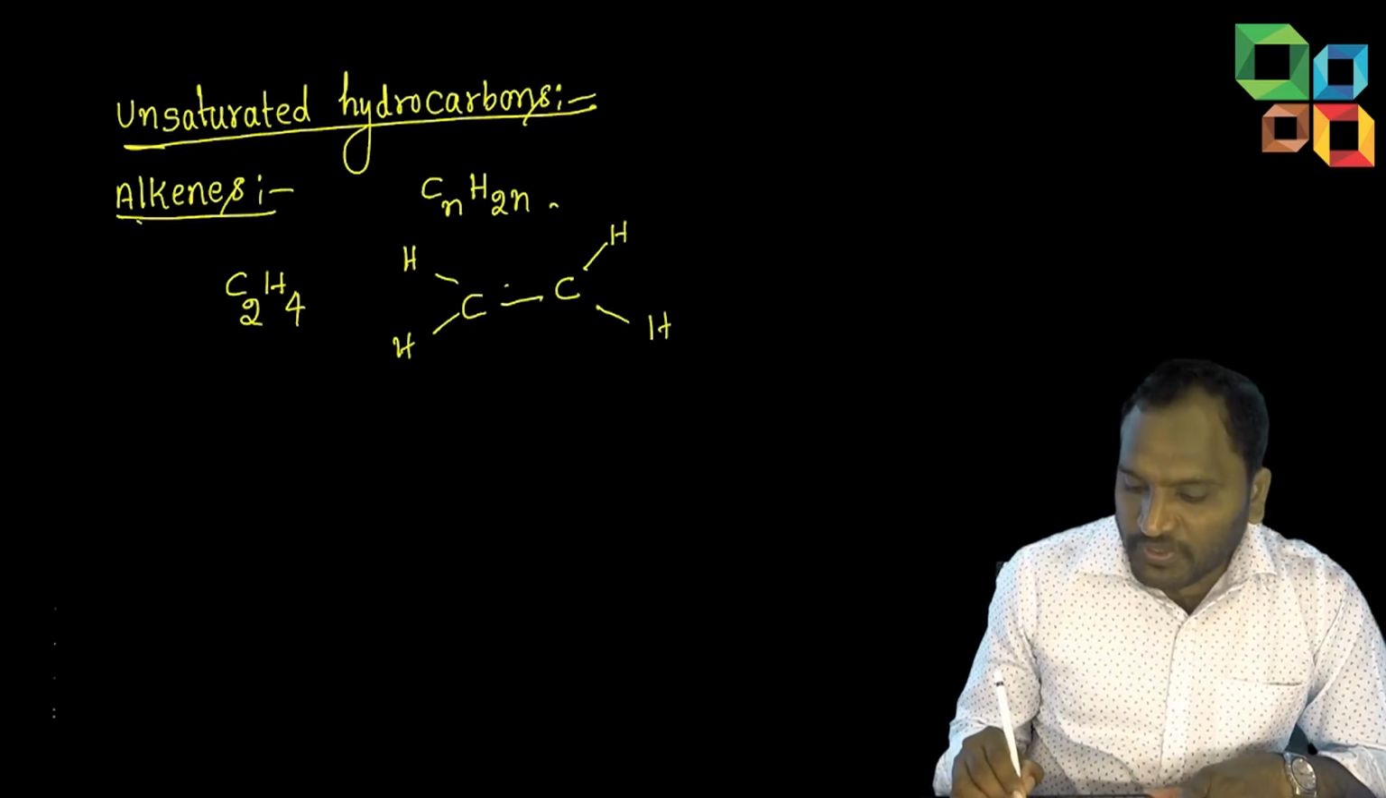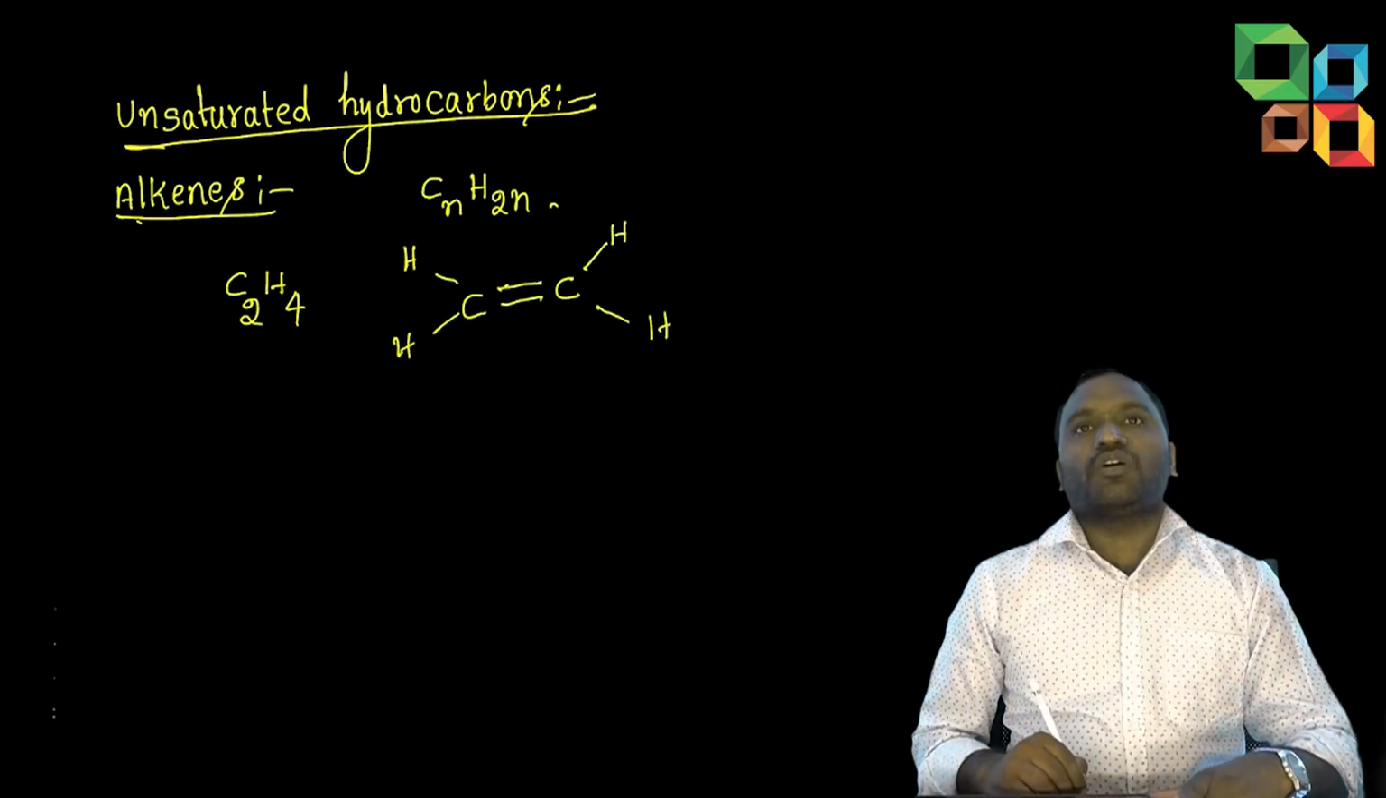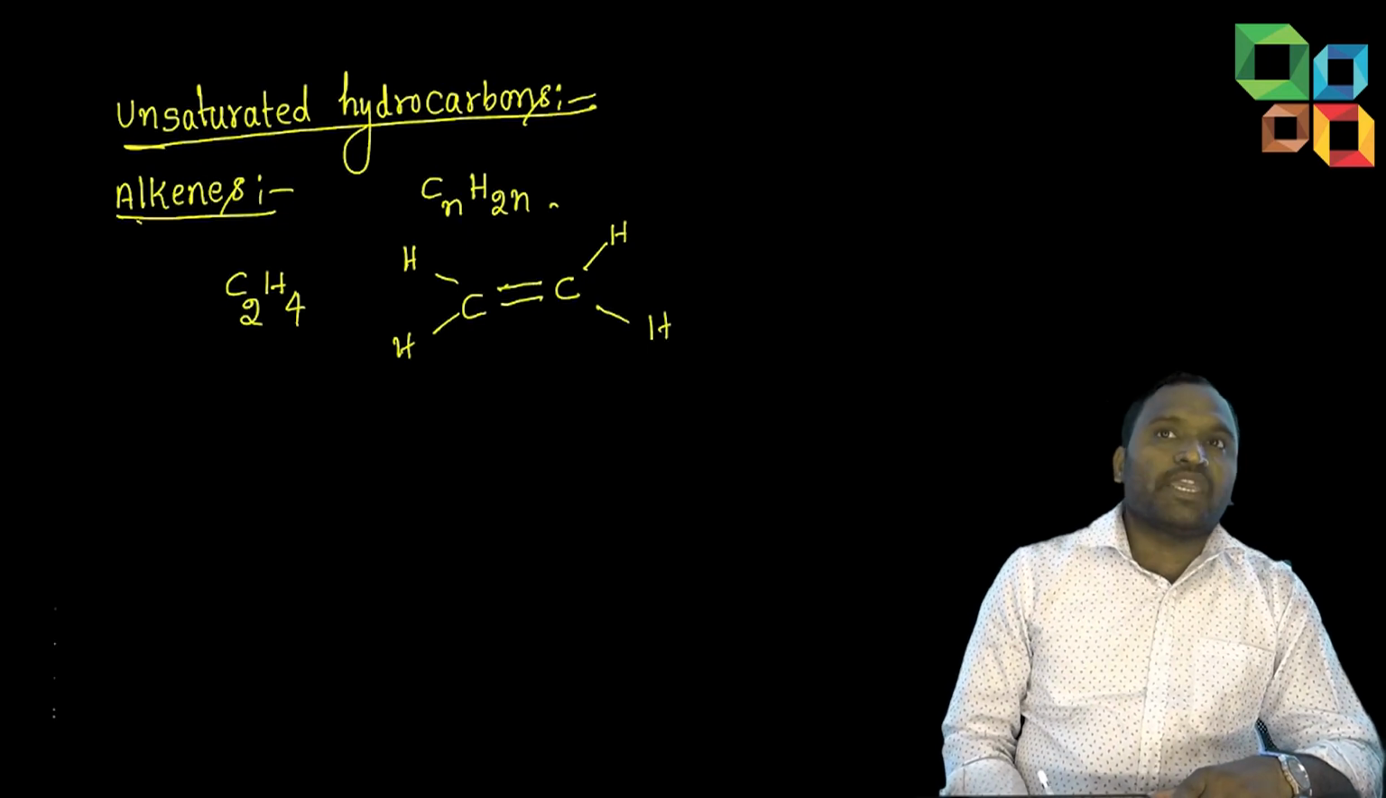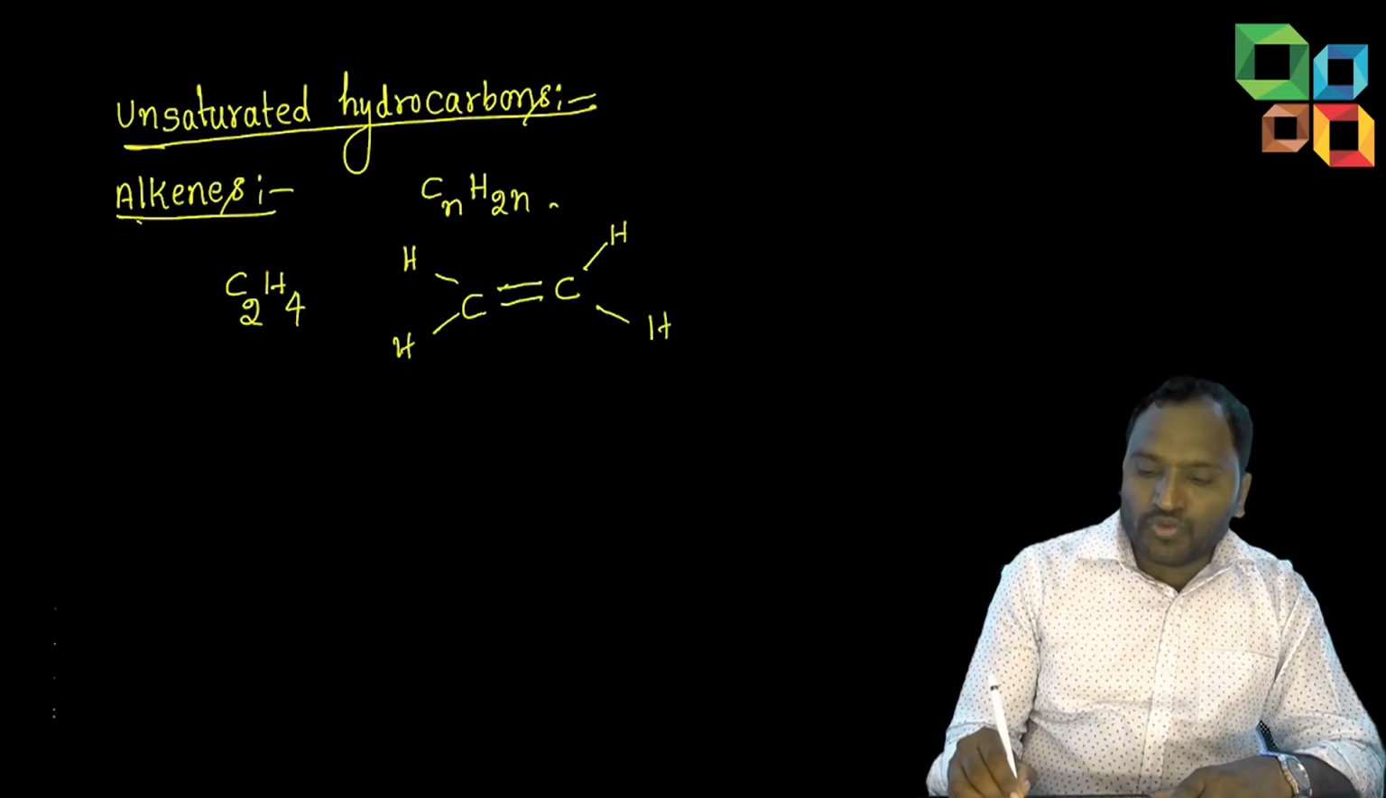So, to satisfy the valency, we are giving one extra bond. This is called pi bond. So, if two bonds are there, one is sigma, another one is pi bond.